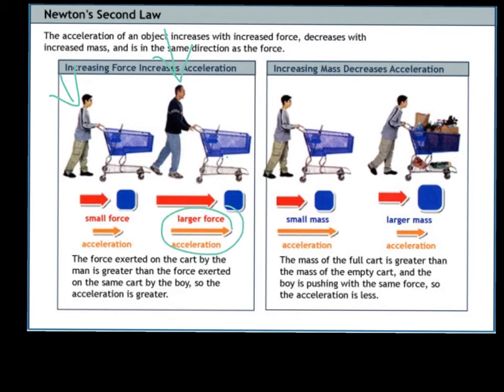Now over here, we have the same force and a small mass and a large mass. And so in this case, the boy with the small mass is going to have a greater amount of acceleration than the boy with the large mass.